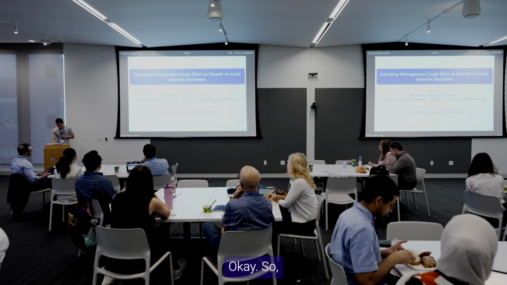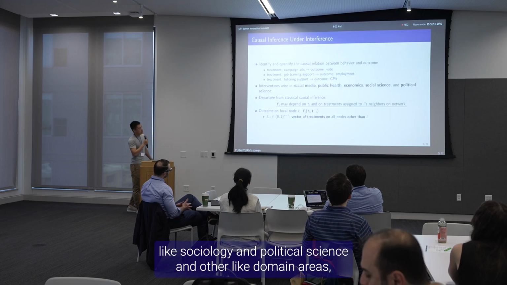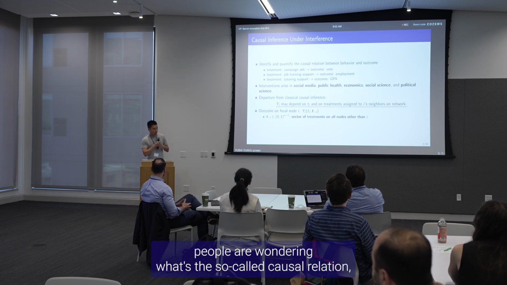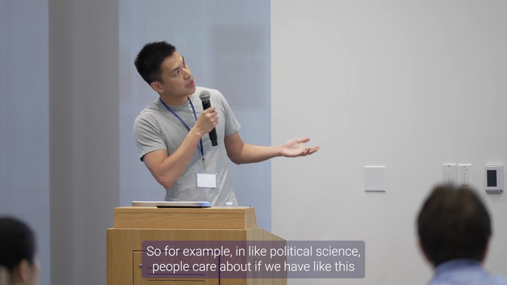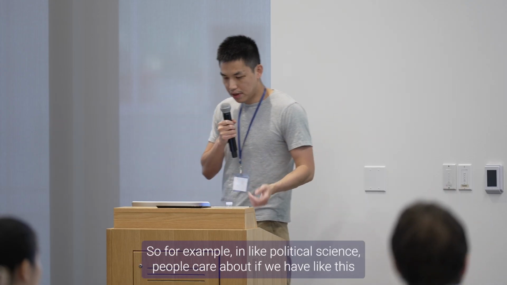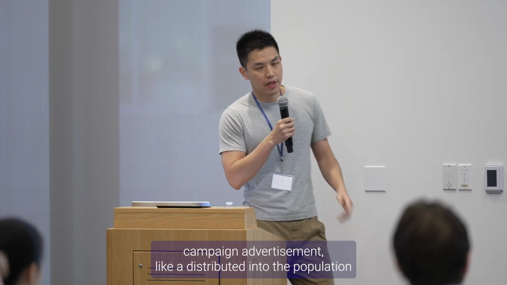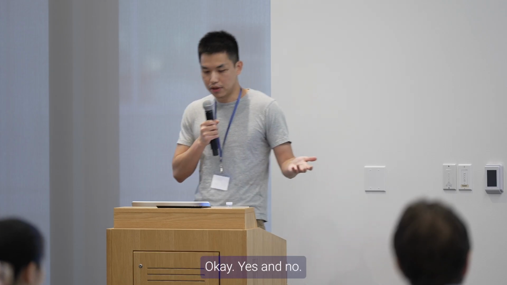Typically in a lot of sociology and political science and other domain areas, people are wondering what the so-called causal relation is between one behavior and another outcome. And this is common. For example, in political science, people care about if we have a campaign advertisement distributed into the population, how that will change the vote proportion, yes or no.